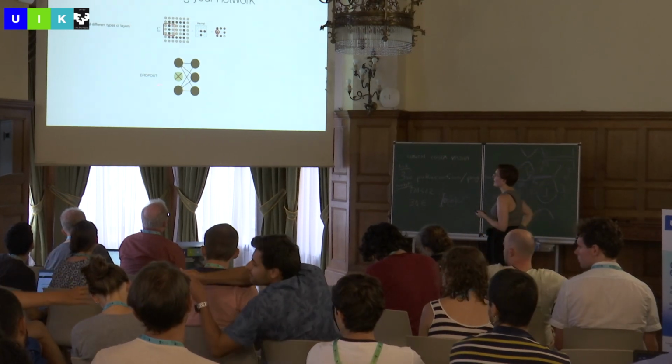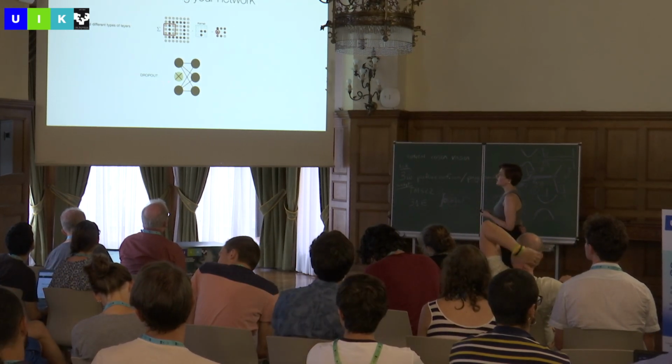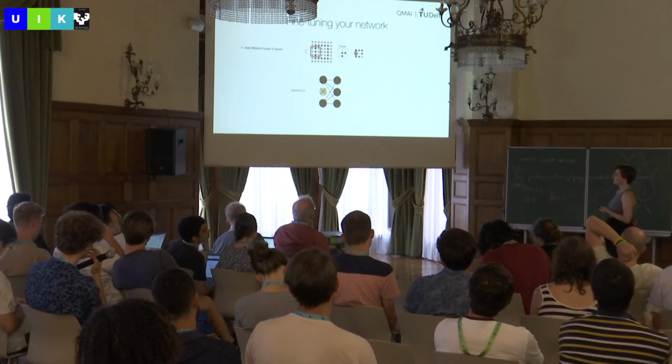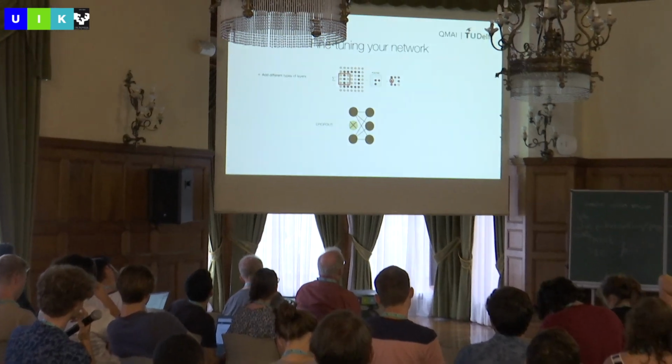Okay, the next kind of layer is the so-called dropout. This one is very simple. You just decide randomly which neuron to kill, and you kill all the connections going to it.